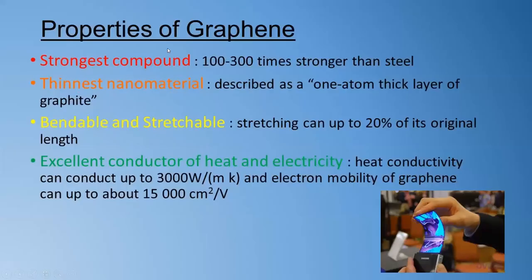What are the properties of graphene? Graphene is basically the strongest substance. It is 100 to 300 times stronger than steel. So graphene is more suitable for bulletproof vests as compared to other materials.